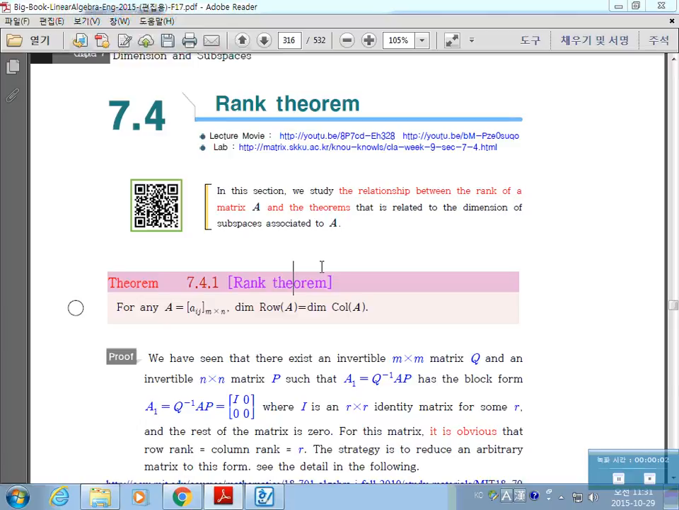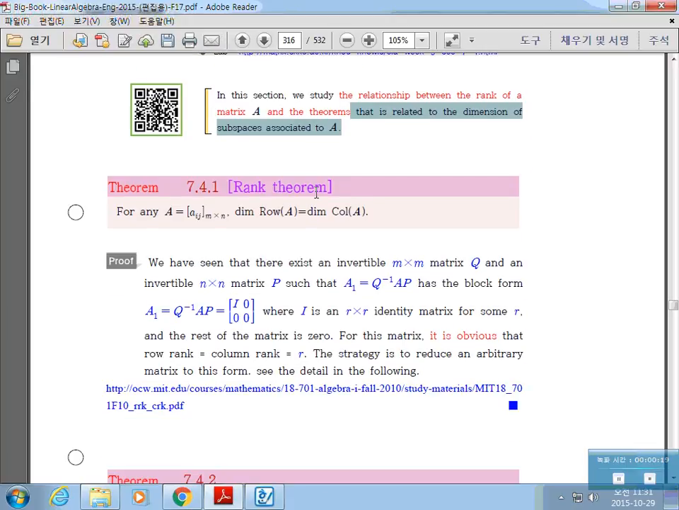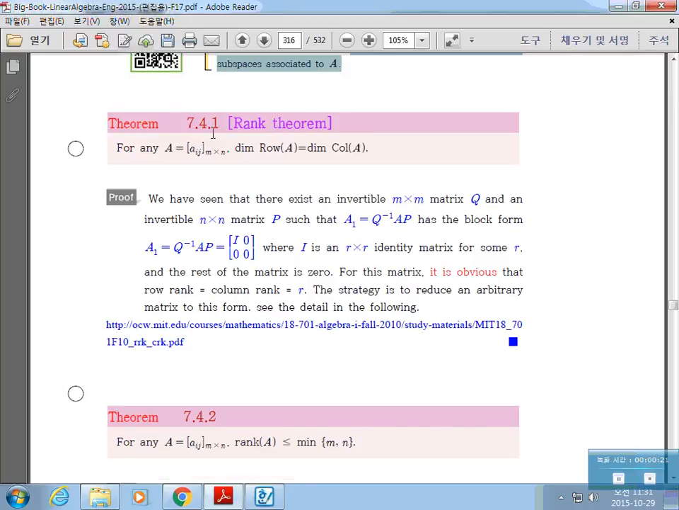Section 7.4, rank theorem. In this section, we study the relationship between the rank of A and the theorems related to the dimensions of subspaces associated to the matrix. First, rank theorem 7.4.1. For any matrix A, the dimension of the row space of A is the same as the dimension of the column space of A.